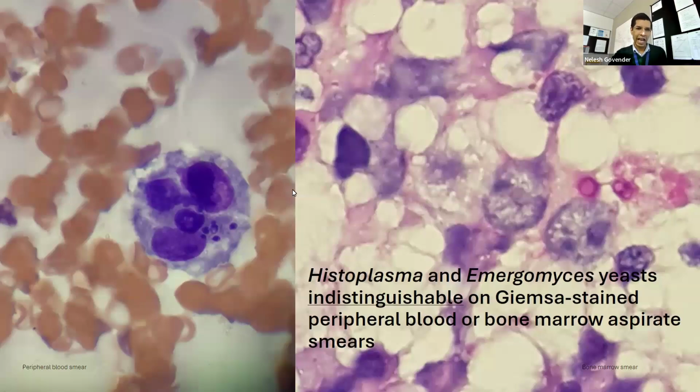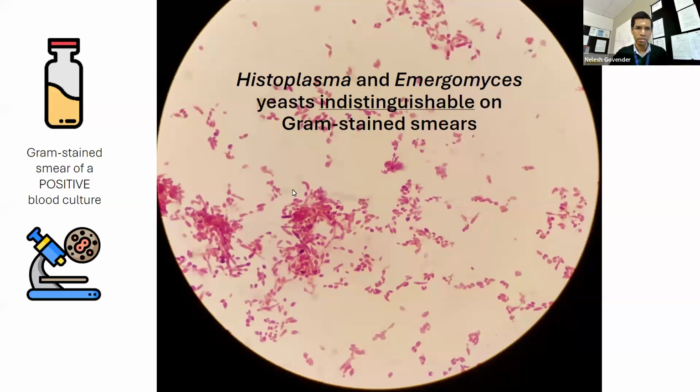I'll come back to discussing the antigen tests, just to say that histoplasma and emergomyces yeasts are also indistinguishable on Giemsa-stained peripheral blood or bone marrow aspirates. This was a slide from a patient with emergomyces infection, not from this particular case patient. And this looks exactly like you would expect for a patient with disseminated histoplasmosis. And then, of course, if you look at a gram-stain smear of a positive blood culture, the yeasts, again, are going to be indistinguishable on gram-stain smear.